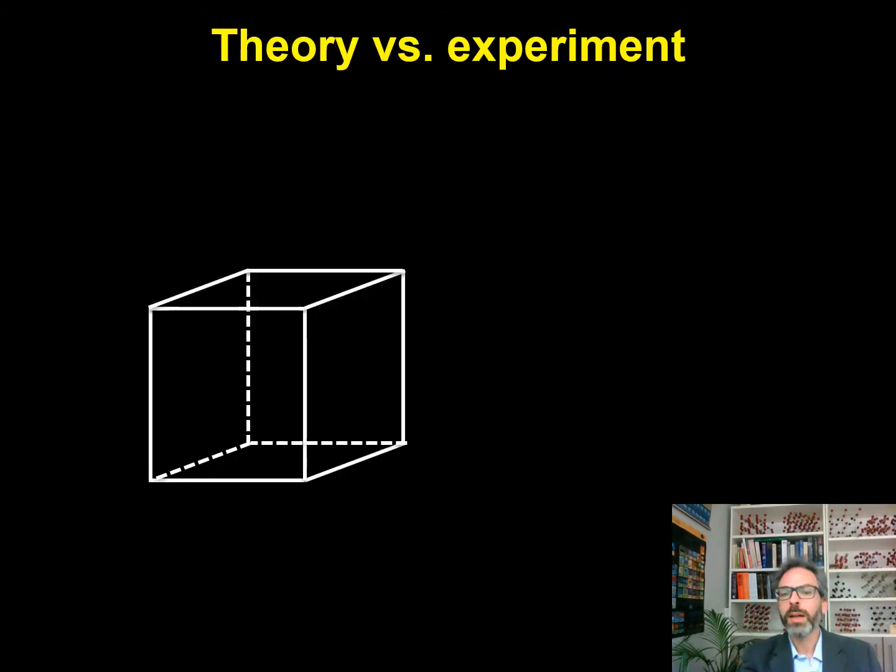So how can we compare between theory and experiment? In order to visualize this, we can imagine a three-dimensional cube. Here we have our wave function axis. So we start from the Hartree-Fock wave function, and we include more and more electronic excitations in the wave function.